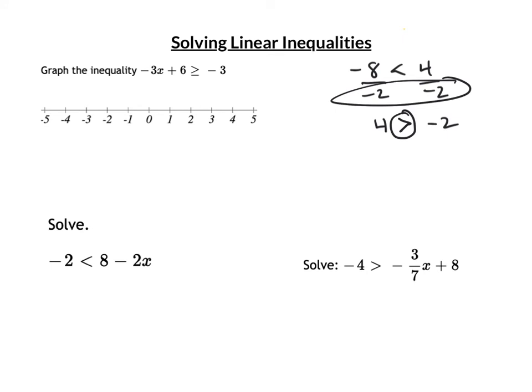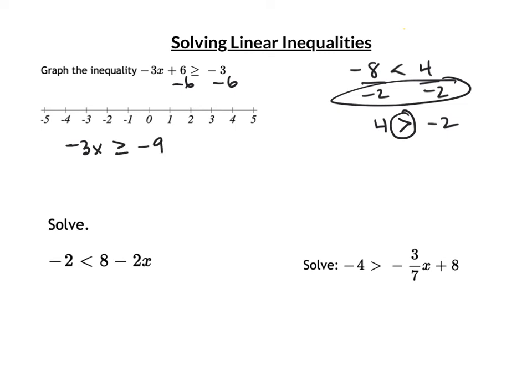So these three examples illustrate that. Other than that, everything is exactly the same as an equation. I get the variable by itself using the inverse operation. So on this first one, what I'm going to do is subtract 6 from both sides. -6 minus 6. I get -3x is greater than or equal to -9.